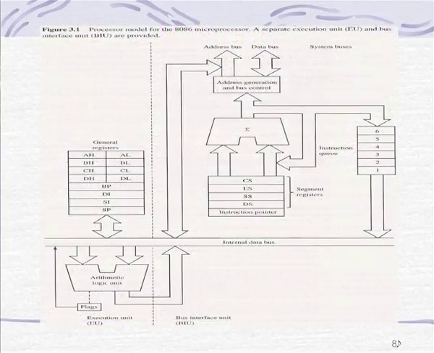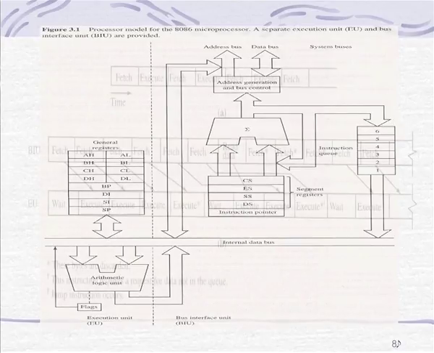This diagram shows the basic internal architecture of 8086. As we can see, the architecture is divided into two components, bus interface unit and the execution unit. The execution unit has the ALU and the registers. The bus interface unit has a 6-byte prefetch queue, then an adder circuit to calculate the 20-bit physical address, then it has the various segment registers and the instruction pointer register.